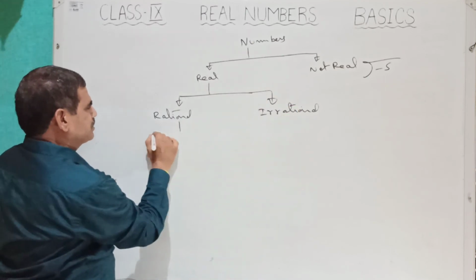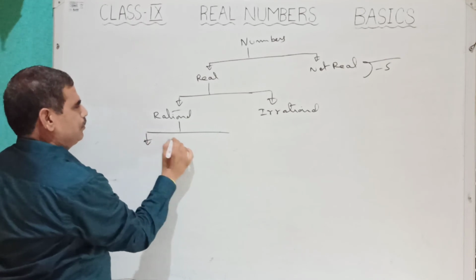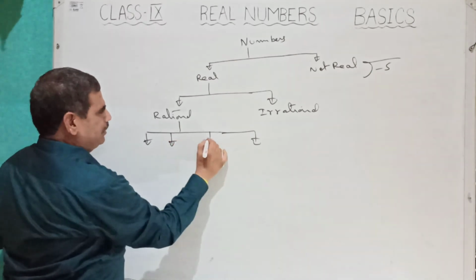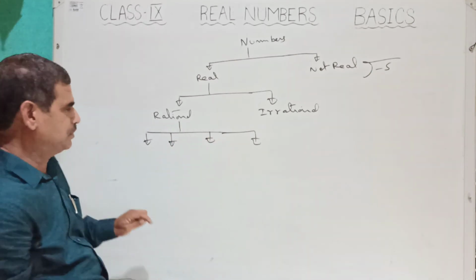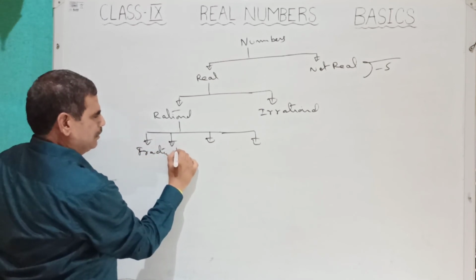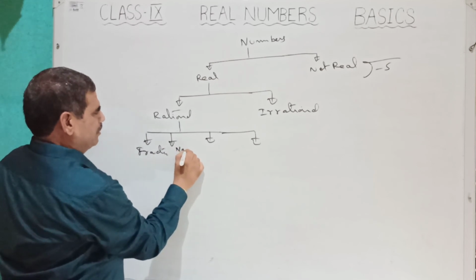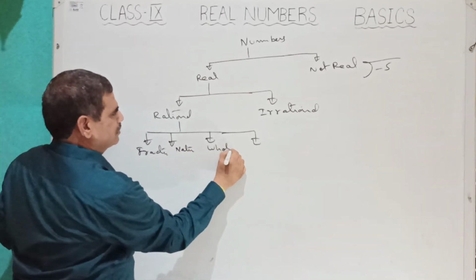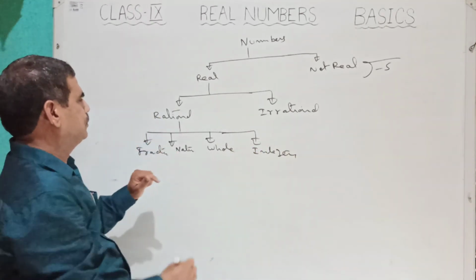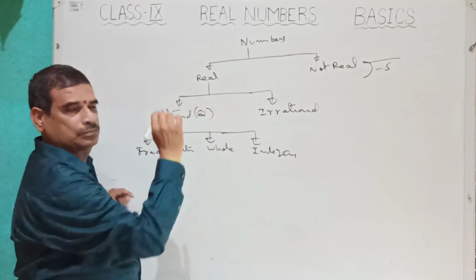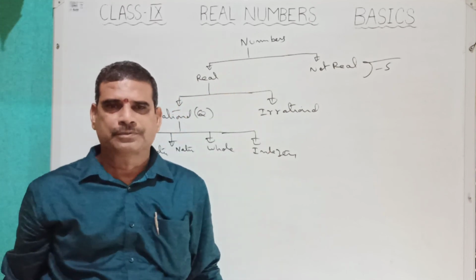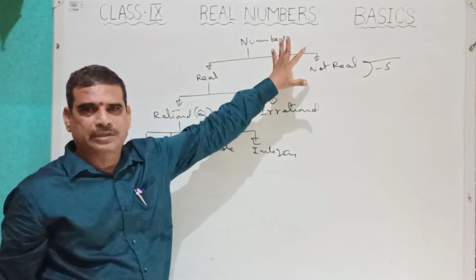So again, rational numbers are divided into four types or three types. Generally they say three types, I am giving four types. One is fraction and another is natural numbers, whole numbers, integers. So this is the flow chart according to the numbers. So this is the chart.